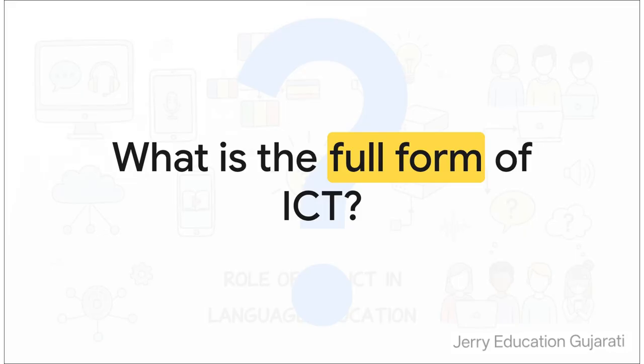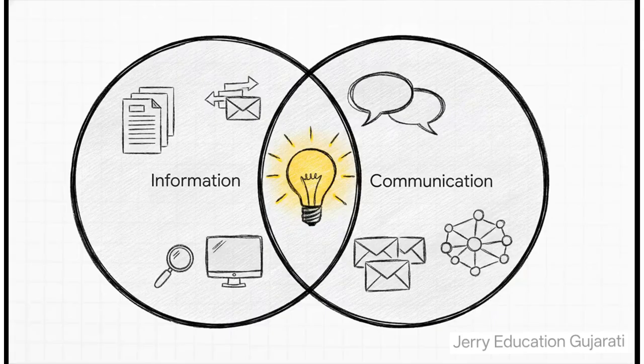Now, let's do a rapid-fire interactive quiz based on the multiple-choice questions you're likely going to face. Test your memory right now. What is the full form of ICT? Take a look at the options. Is it A, B, C, or D? Okay, if you picked B, you hit the nail on the head. The correct answer is Information and Communication Technology.